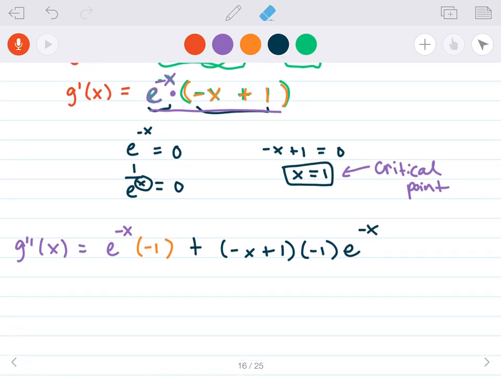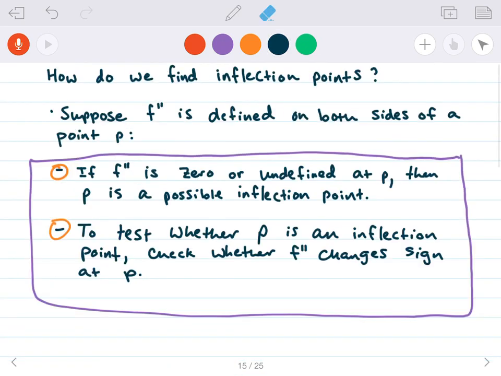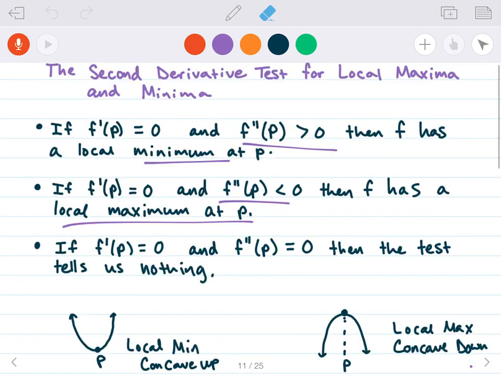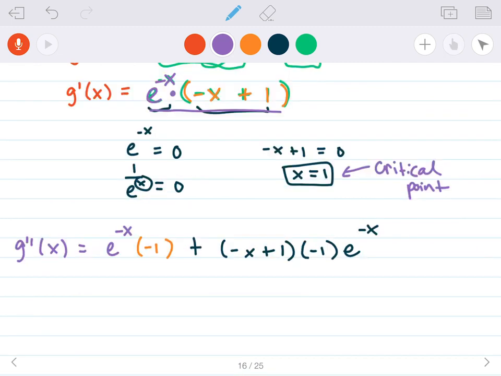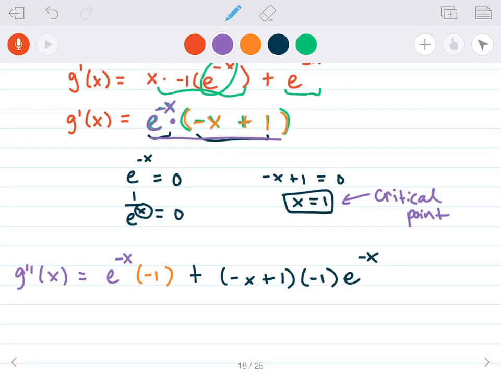Okay, so now let's go back to our second derivative test just to remind ourselves what this says. If I plug in this critical point and I get a positive number for the second derivative, then the function has a local minimum. And if we plug the critical point into the second derivative and it comes out negative, we have a local maximum. So let's see what happens here. And if it's 0, then we need to use the first derivative test.